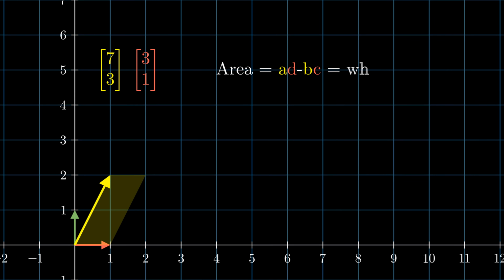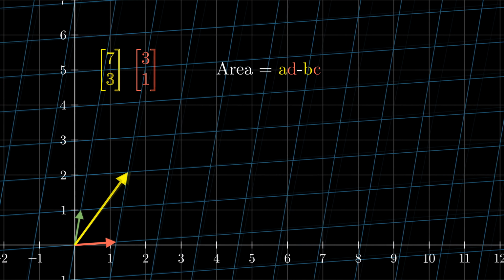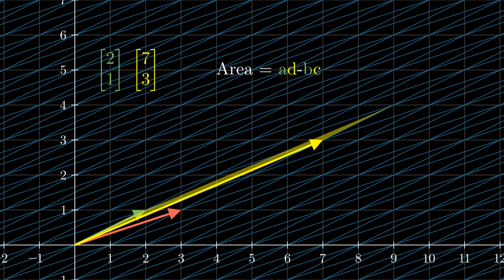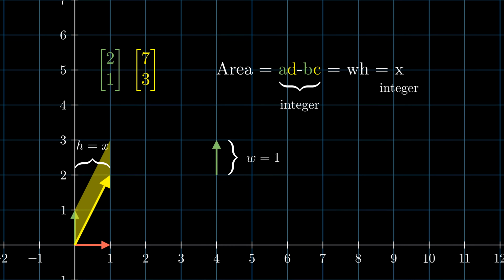After reversing the transformation, we see that the area of the parallelogram is simply 1 times y, or just y. The area of the parallelogram before reversing the transformation was an integer, and this is equal to y, which means y is an integer. The same argument can be used on the other side to show that x is an integer too. So now we can see that reversing the transformation must give us an integer vector. Thus, the transformation gives us a complete set of all of the lattice points between the fractions.